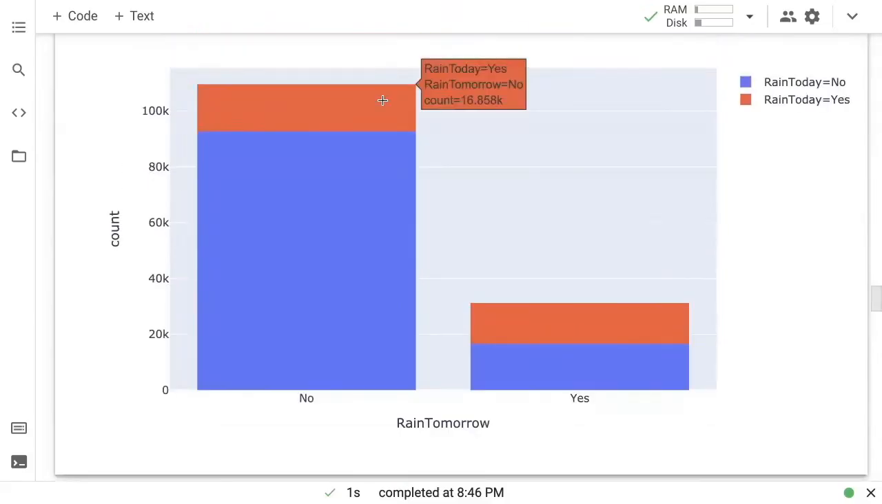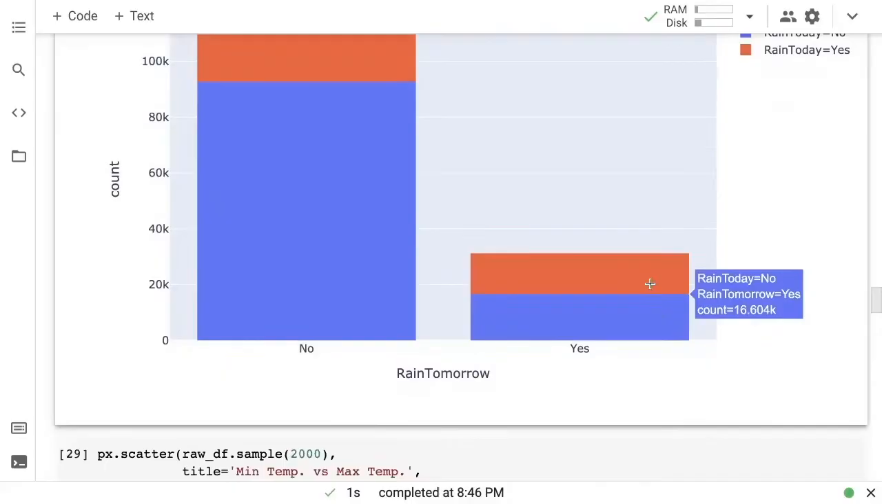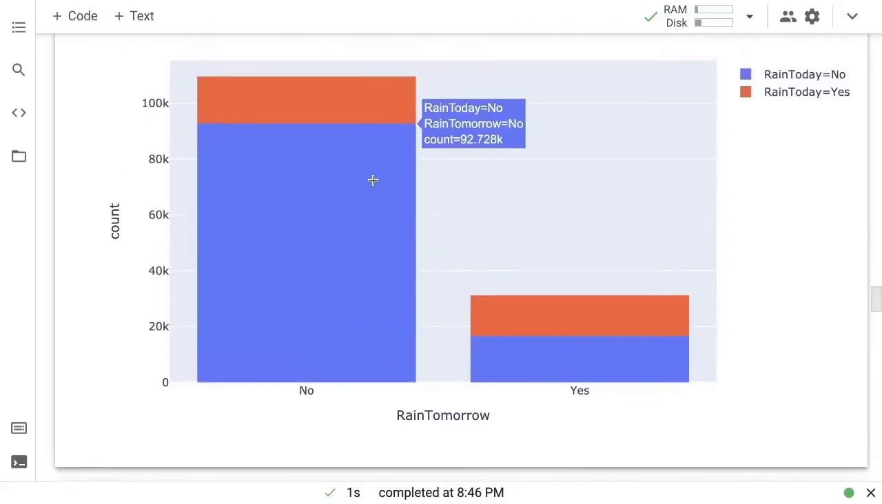And there were only 16,000 instances where rain today was yes and rain tomorrow was no. So that means if it did not rain today, then there's a pretty good chance that it will not rain tomorrow. On the other hand, here you see a mostly even split, which means that if it did rain today, if rain today was yes, it may or may not rain tomorrow. And if rain today was no, again, it may or may not rain tomorrow, right? So predicting rain tomorrow, yes, is difficult, but predicting rain tomorrow, no, is easier when rain today is no.